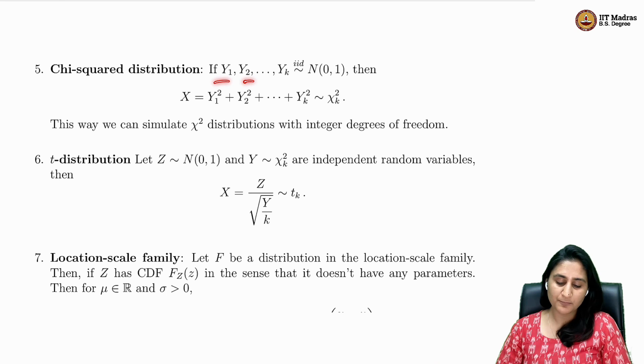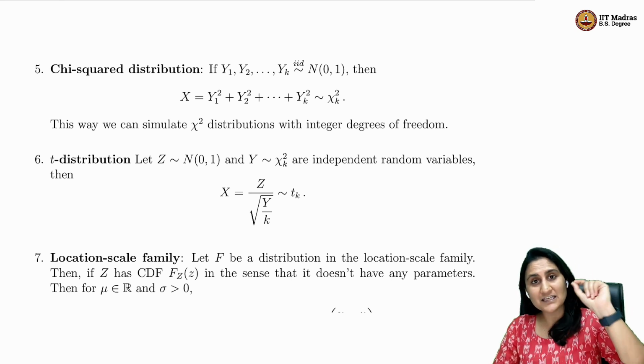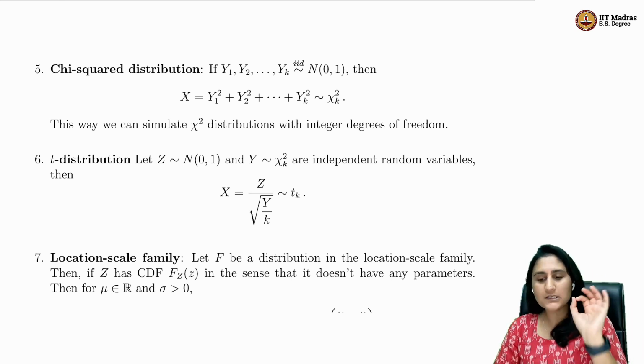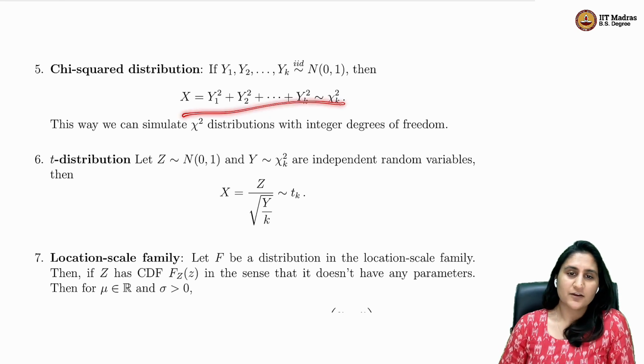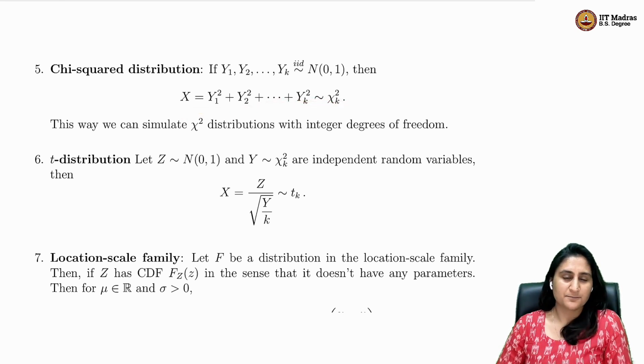If y1, y2 up to yk are distributed IID normal 0, 1, then if I square and sum all of these y random variables, y1 squared plus y2 squared up to yk squared, add all of them up, call that a random variable x, then x will be distributed according to a chi-squared distribution with k degrees of freedom. If the degrees of freedom k is an integer, it need not be, but if it is an integer, then you can easily simulate from this using this methodology.